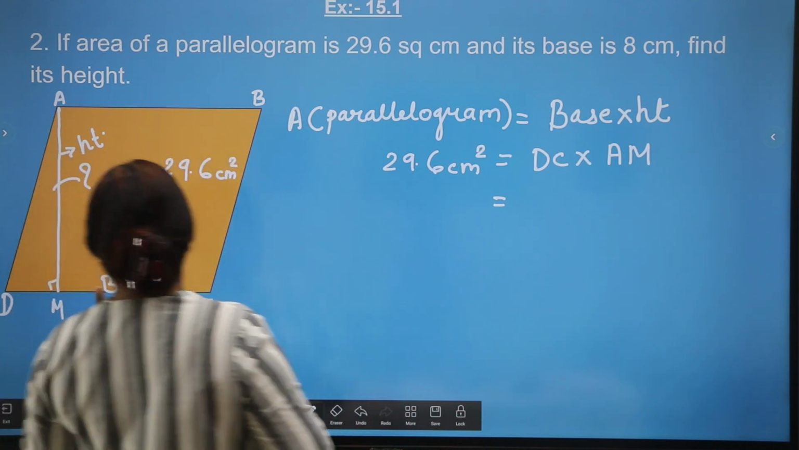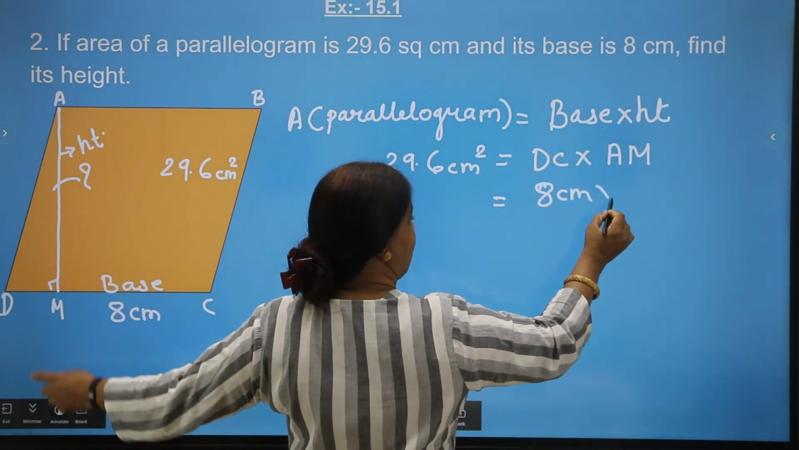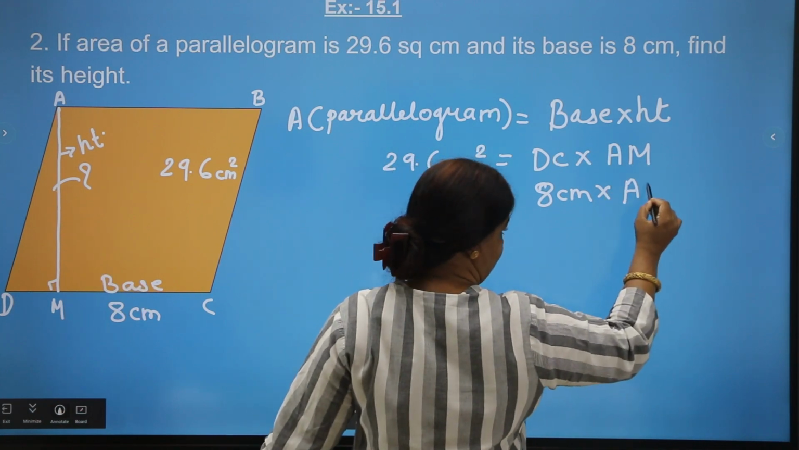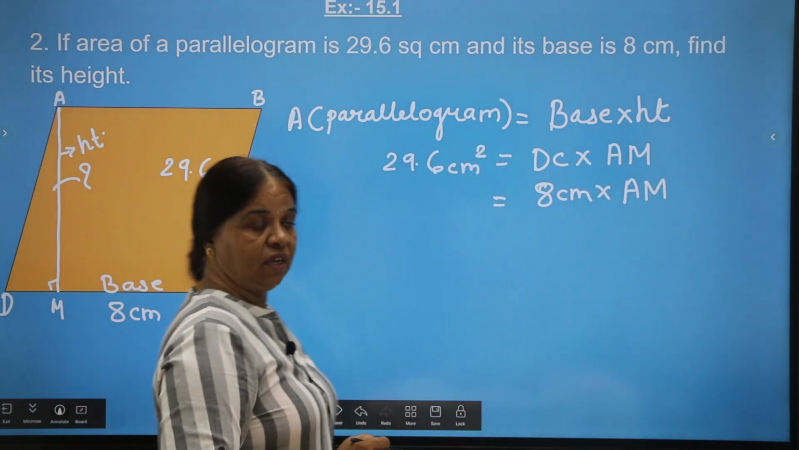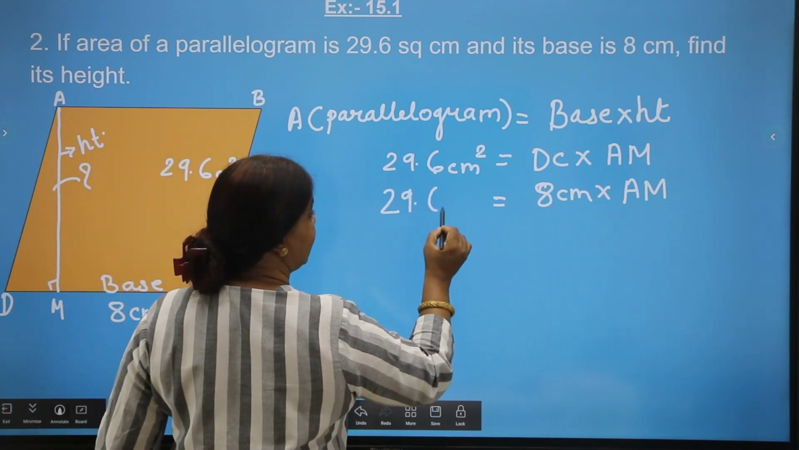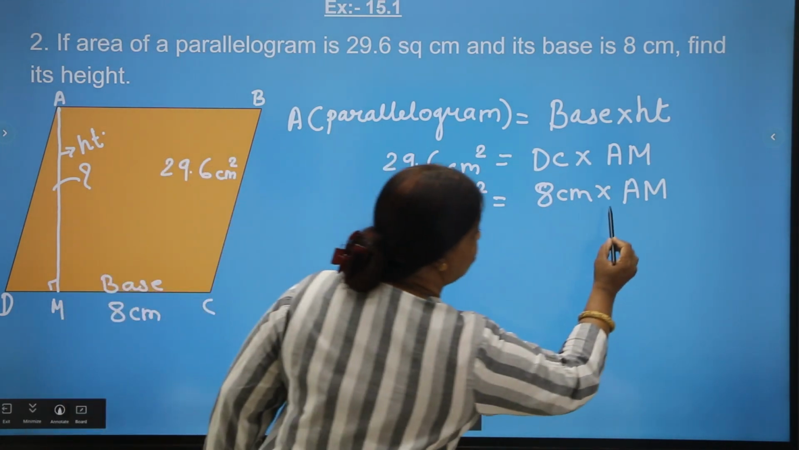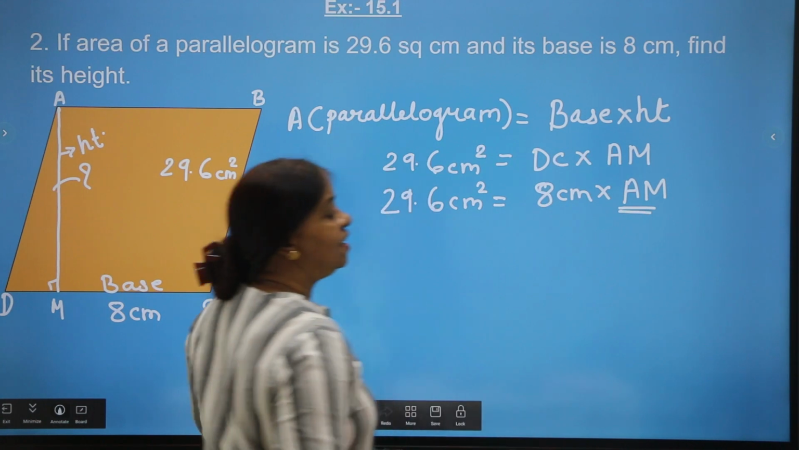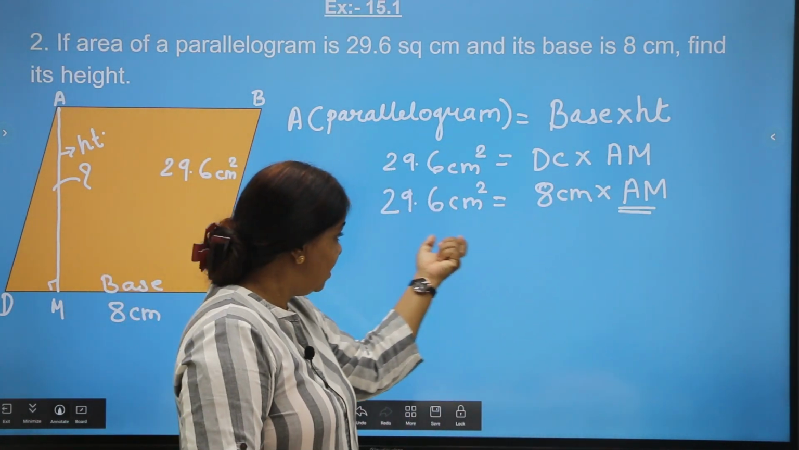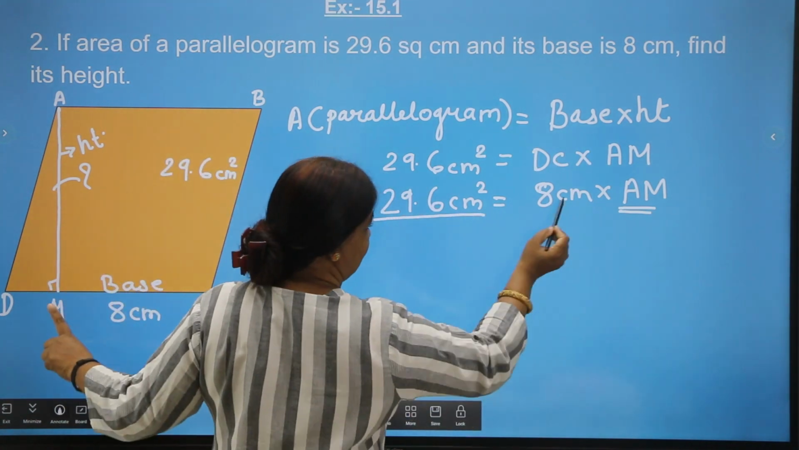Now, DC is the base, which is given 8 centimeter. So write 8 centimeter. AM is the height which is to be found. I'll write here AM because we need to find out. We don't know this. Clear? So 29.6 centimeter square. Now what I need to find out? I need to find out AM. AM will remain to the right side. I am going to shift this number down in the denominator on the left side.